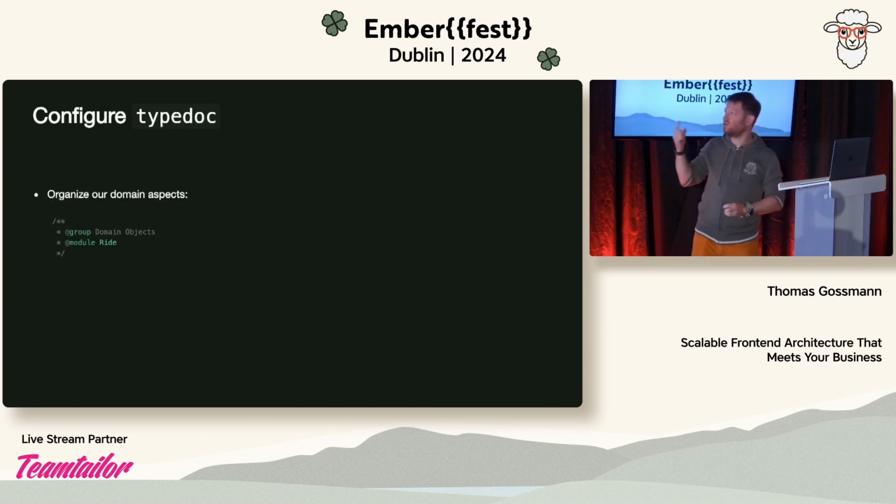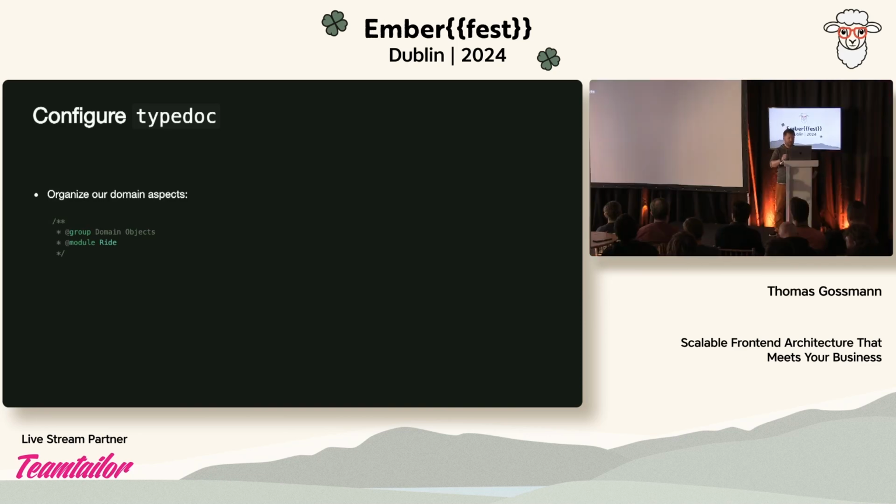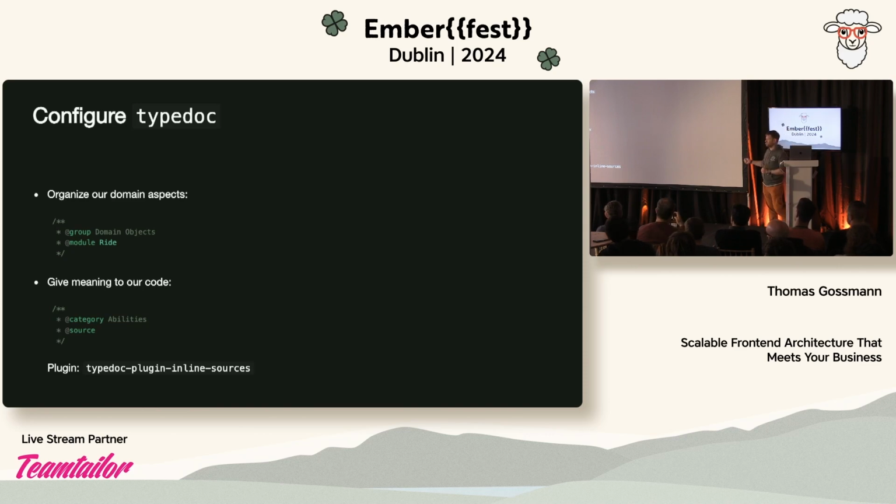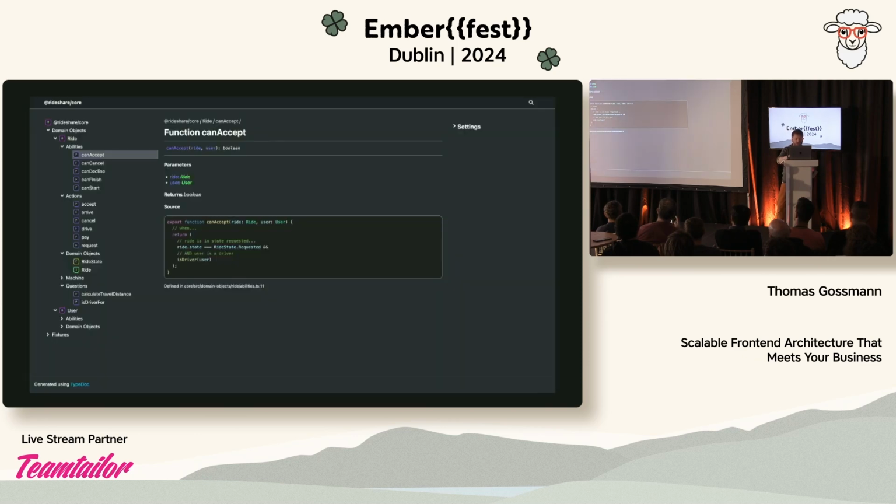First, we need to organize our domain aspects. We can use the group and the module tags. Second, we can give meaning to our code with the add category tag. Then we have add source with the plugin mentioned below, which can embed the source code of the thing we're documenting into the docs. Then a little bit of configuration to TypeDoc to respect what we want, and ta-da! This is where we can end up.